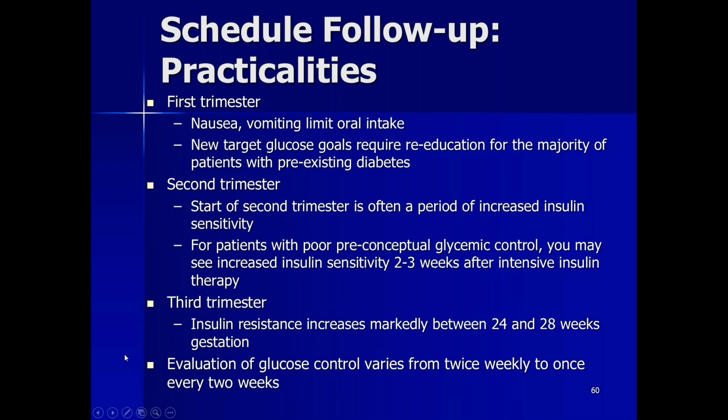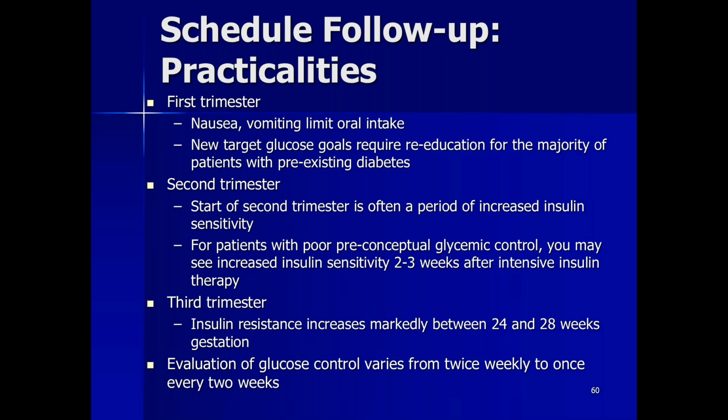Back to some clinical practicalities, which I always like to try and wrap up with. In the first trimester, we talked about the risks for nausea and vomiting, limiting your oral intake, and how you need to educate your patients on these new target glucose goals. Again, these patients are not usually gestational diabetics. They're either overt type 2s that you're just picking up early, or they had impaired glucose tolerance and did sort of cross the line over to a diagnosis of gestational diabetes early in pregnancy. But those would be my clinical pearls for things to watch out for in the first trimester.